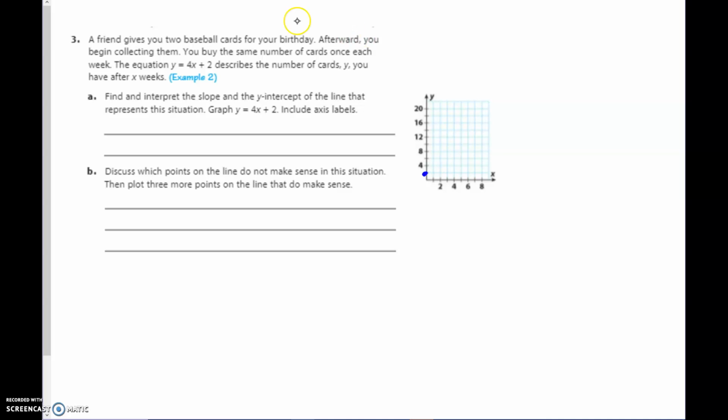Afterwards you begin collecting them. So now you're like, this is a cool idea, so I'm going to start collecting them. So you buy the same number of cards once a week. And that represents your equation of y equals 4x plus 2 that you have after x weeks. So find and interpret the slope and the y-intercept of the line, and then graph it, and then put labels on your graph.